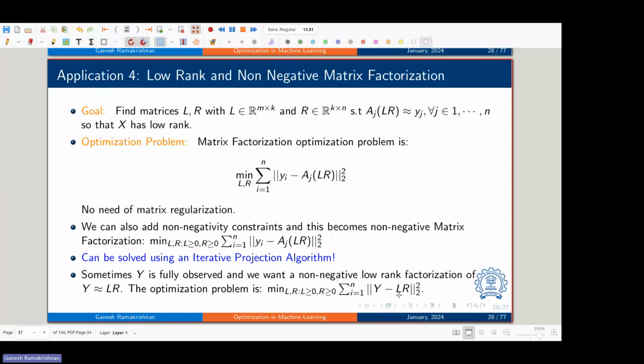And sometimes Y is fully observed and we want a non-negative low rank factorization of Y. This is when Y is fully observed. The observation might be that you have already observed all the data. You still want a low rank non-negative factorization.